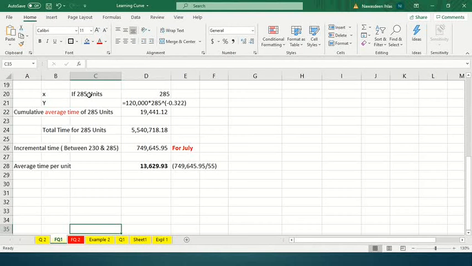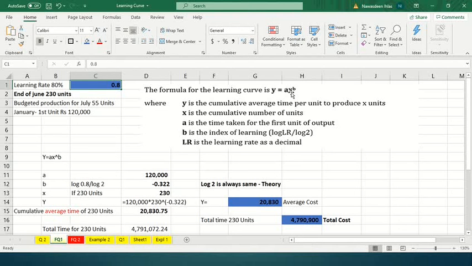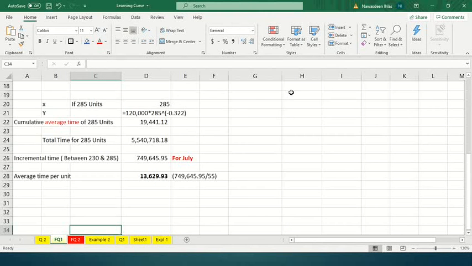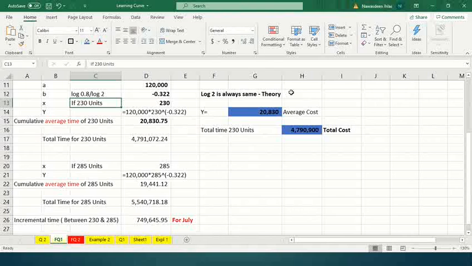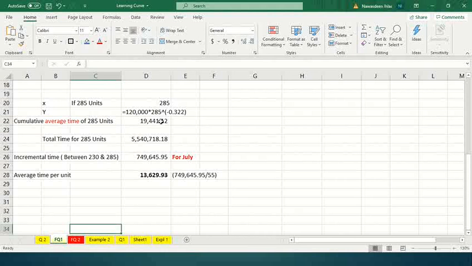Why? At the beginning it is 230. In July we are expecting to produce 55, which means end of July it will be 285. Now just we want to apply 285 for x. පොඩි දෙයක් කරන්න තියෙන ළමයි මේ සූත්‍රයේ x ට 285 ආදේශ කරන්න තියෙන්නේ. Other things will be same. So a will be same, b will be same. Only thing x will get changed. X විතරයි වෙනස් කරන්නේ.